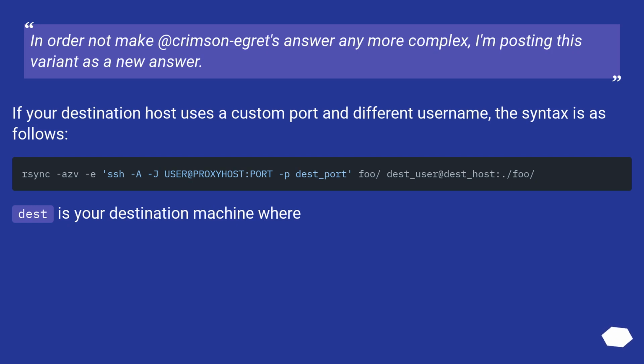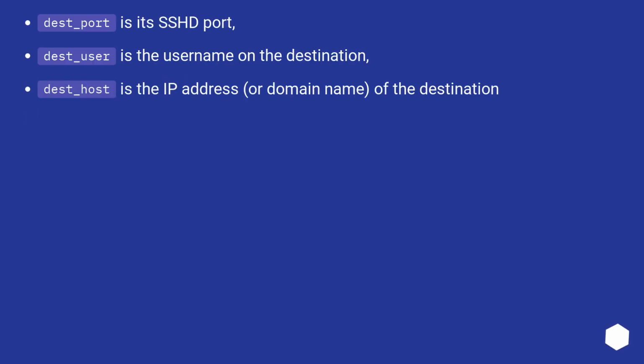Dest is your destination machine where dest_port is its sshd port. Dest_user is the username on the destination. Dest_host is the IP address, or domain name, of the destination.